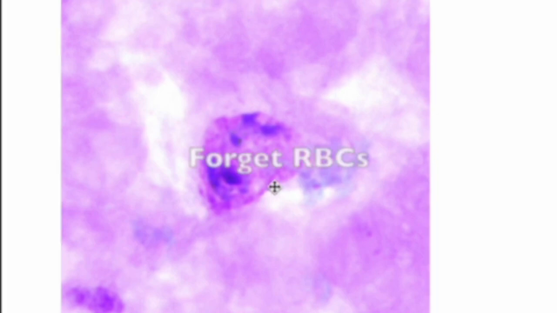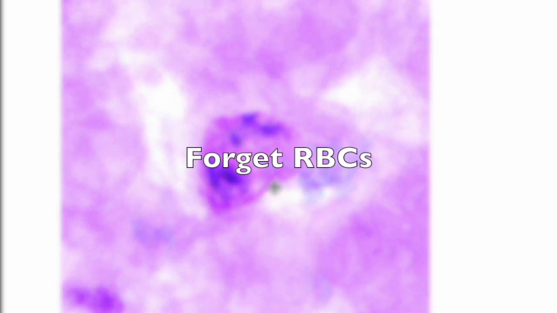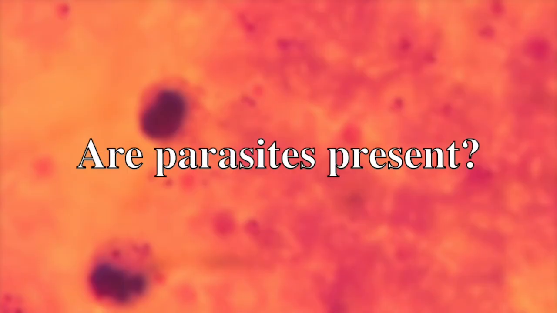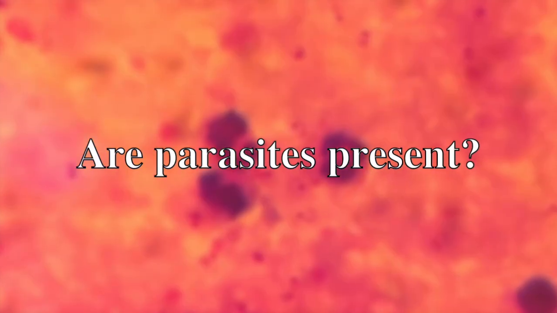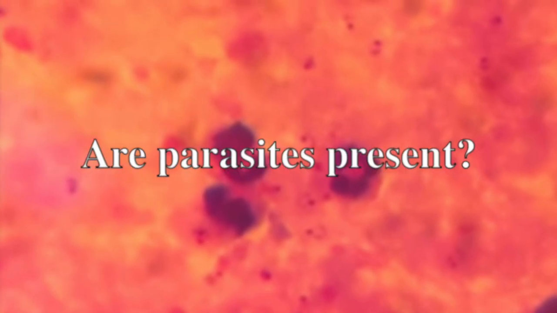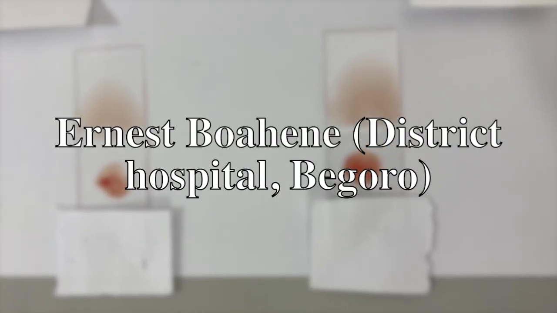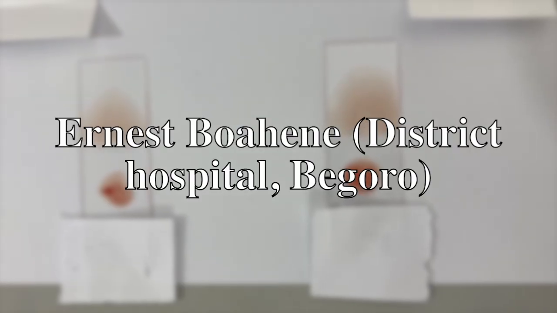The thick film says, forget the red cells, find the parasites. The thick film is the workhorse when your primary question is, are parasites present? And if so, how many are there per microliter of blood? Because the blood is spread thickly, and this film is from Ernest Boahene of Begro District Hospital, beautiful slides.